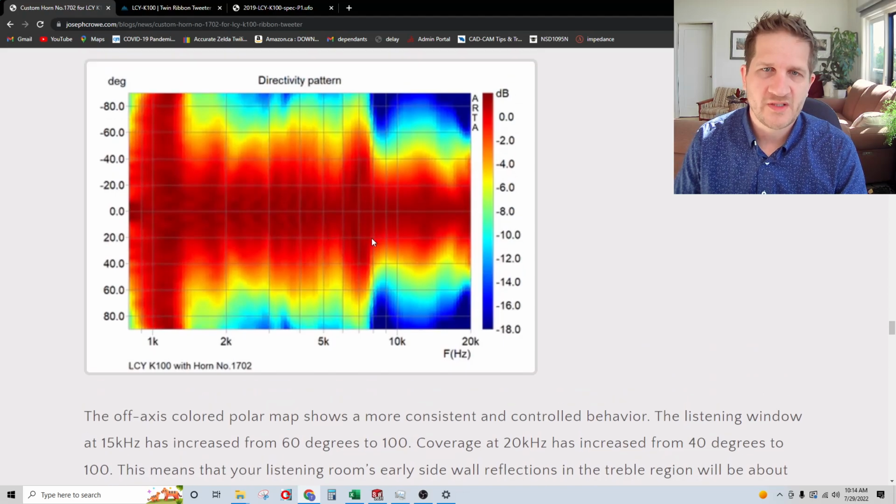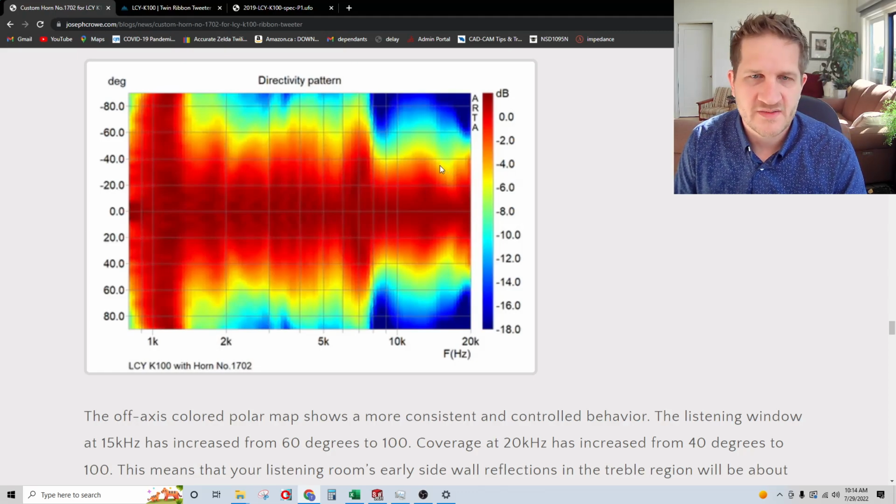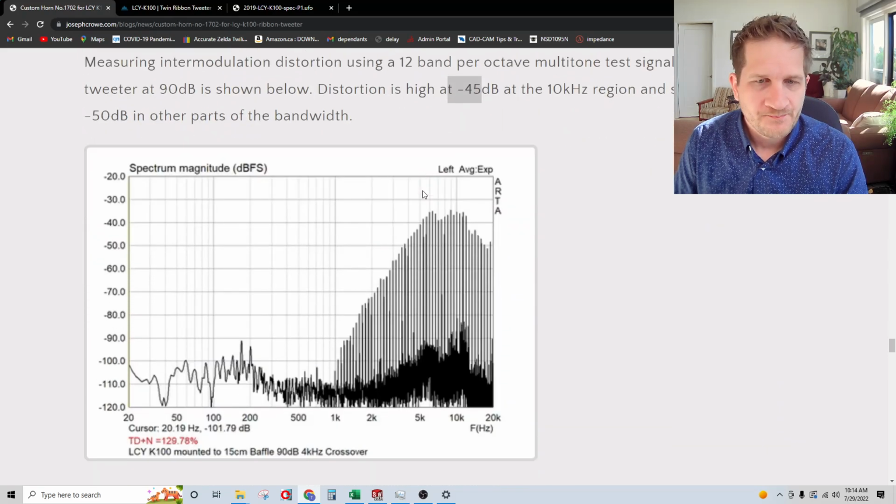In fact, if we do the math, it turns out that we're going to have a plus 5 dB increase in the overall output from the early sidewall reflections. And so significant change there.